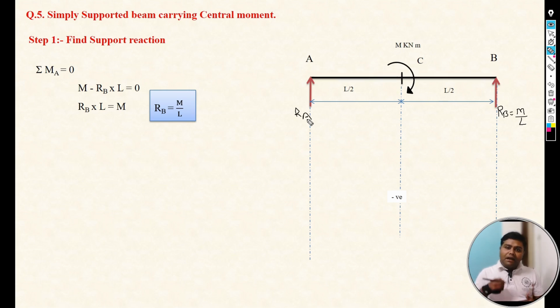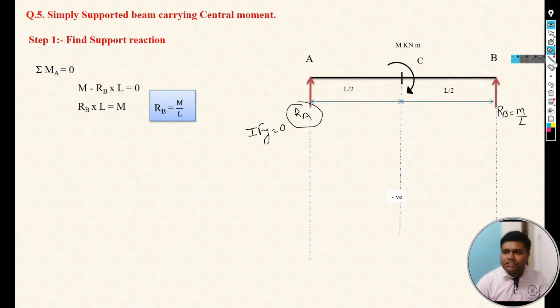Now apply another equilibrium condition, that is summation Fy is equal to 0, and calculate the other support reaction, that is RA. Summation Fy means the sum of all vertical forces is equal to 0. Here we can see only two forces are there, RA and RB. So in the summation Fy, we need to consider only these two forces. So just apply the equilibrium condition.